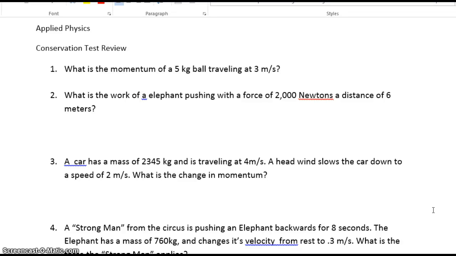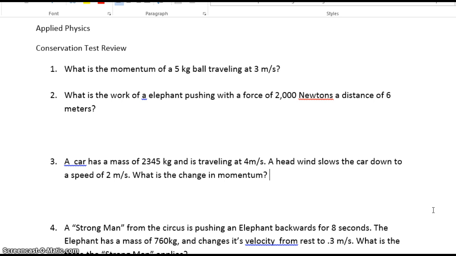Hi, this is Miss Hobbs, and I'm going to walk you through how to do the rest of the problems on the review. You're going to have a test on Friday, so make sure that your binders are out and that you've done your bell ringer. It's posted on the side of the board, and you're following along with me as we do this review.